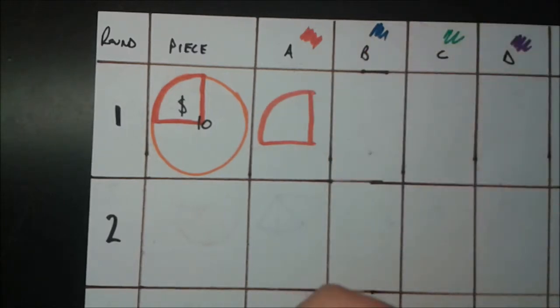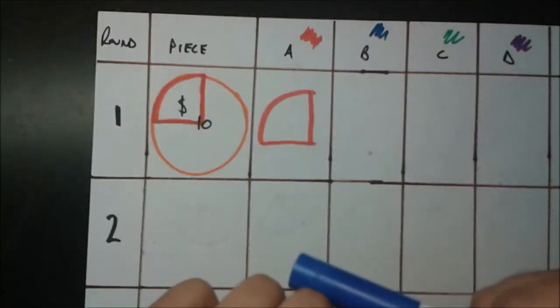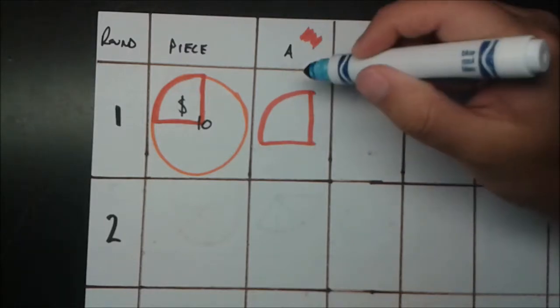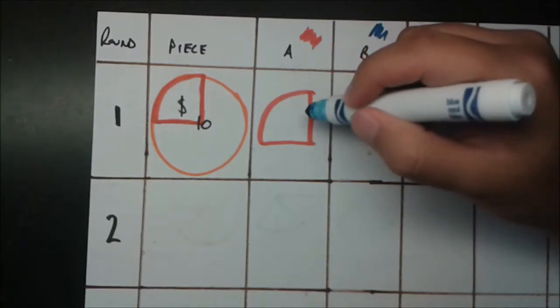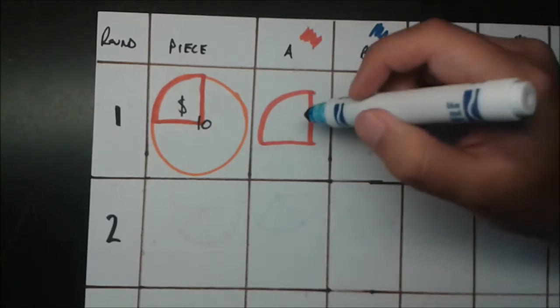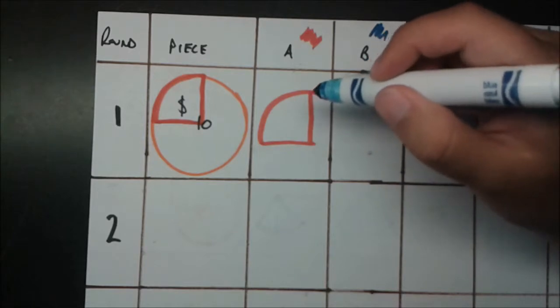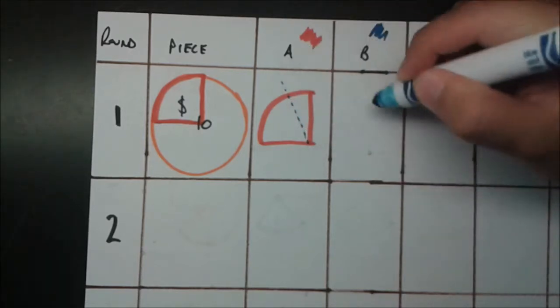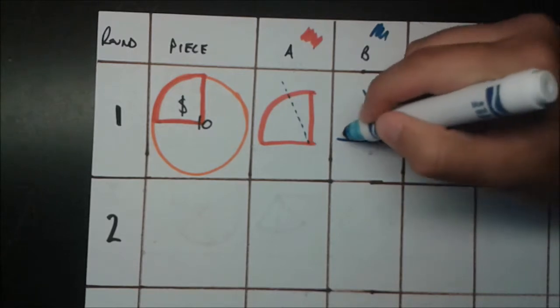Okay, so now it's B's turn. B has 2 choices. He can either reduce this piece and claim ownership of it away from A, or if he thinks this piece is not even worth $2.50, then he can just pass. But let's say he does think this piece is worth equal to or more than $2.50, so he will reduce it. So let's say he reduces it by this much, and he has this new piece here.